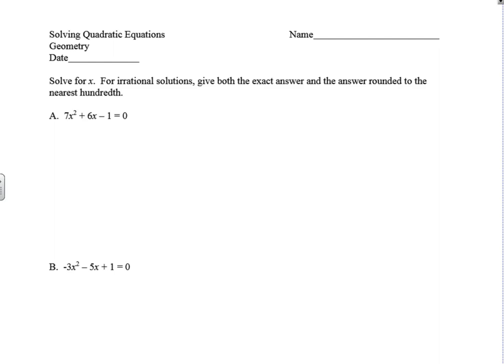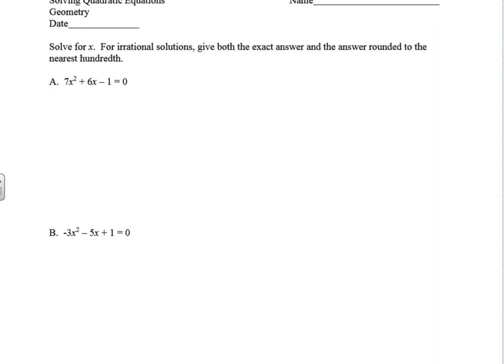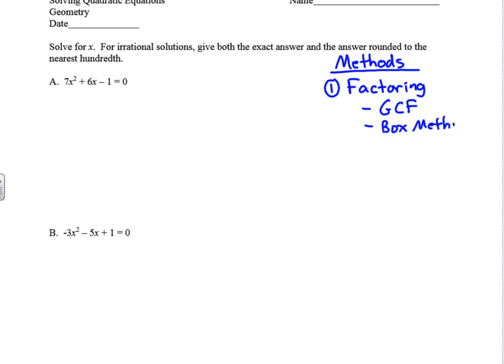We have three methods that we can use to solve quadratic equations, just to review from algebra. Method number one is we can solve by factoring. And when we factor, we're going to look for a greatest common factor, and then I'm going to use a method called a box method. I'll show you what that looks like in a little bit.